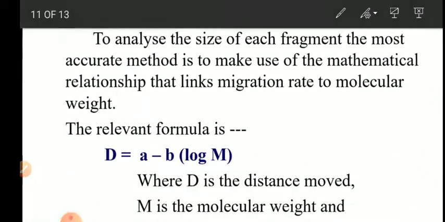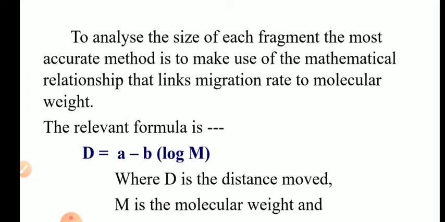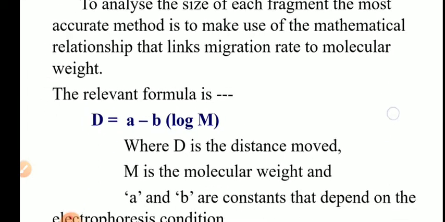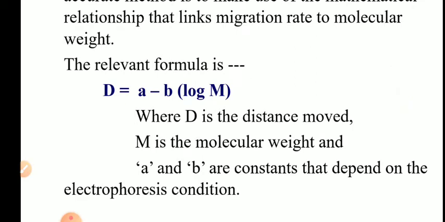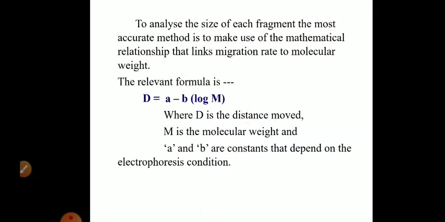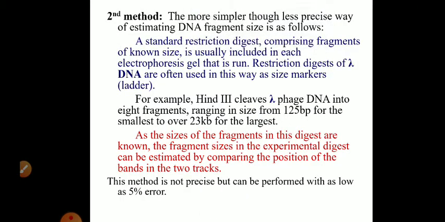Now to analyze the size of each fragment, the most accurate method is to make use of a mathematical relationship which links migration rate with molecular weight. So we use a mathematical expression. What is that formula? D is equal to A minus B log M. D is the distance traveled, M is the molecular weight, A and B are constants that depend upon electrophoresis conditions. With this formula, we can precisely find out the size of each DNA fragment. But this method is not generally used.